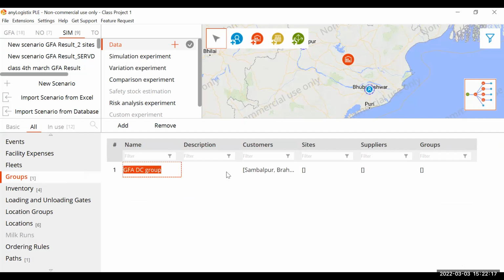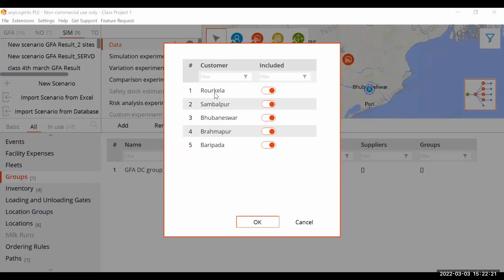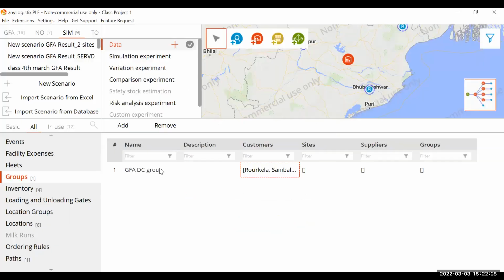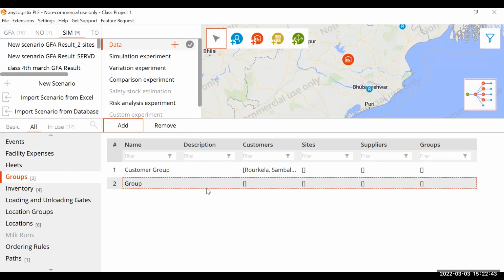If I just click here, it is showing the customers, right? All the customers: Rourkela, Sambalpur, Bhubaneswar, Brahmapur, Baripada. It has created a group called GFA DC group. I can rename it and call it customer group also. So all the customers have been made into one group. I can create another group, but anyhow I do not have multiple distribution centers, so let me remove that later on. I'll create it.